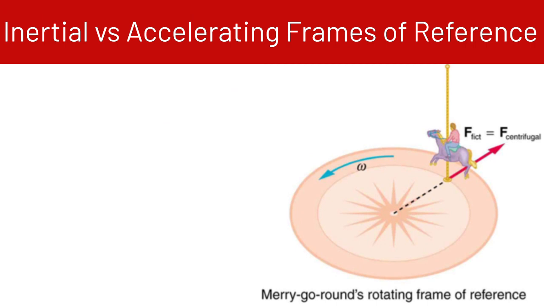So here we have a merry-go-round. The person on the horse is going around the merry-go-round. They've got an angular velocity of omega right here. Notice that the person on the merry-go-round feels this force pulling them outward. This is a fictional force, not a real force, which I mentioned in the last slide. This is called the centrifugal force.